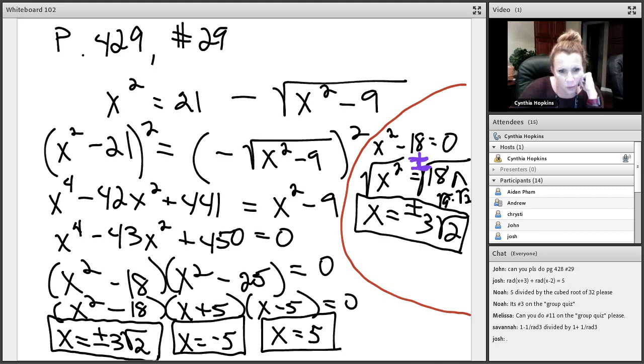So those are going to get rejected. And then what I would do with the 3 rad 2 and the negative 3 rad 2, I would plug it into my calculator and store it, and then plug it back into the original, and those both do work. Okay, so this is my final answer, x equals plus or minus 3 rad 2.